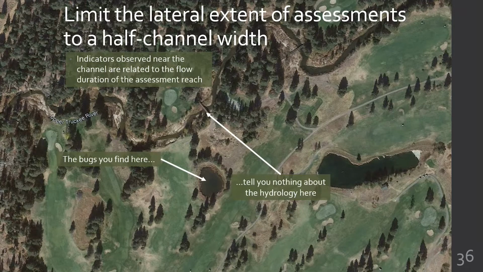We limit the lateral extent of the assessment to the half channel width. So basically, you're only looking at things you observe in the channel or near the channel. And the reason why you do this is that, in this case, if you find some aquatic invertebrates in that off-channel pond over there, that's not really informative about the stream flow duration in that river. So it's not really telling you anything all that meaningful. That's why we focus just on the channel and the half channel width from it.